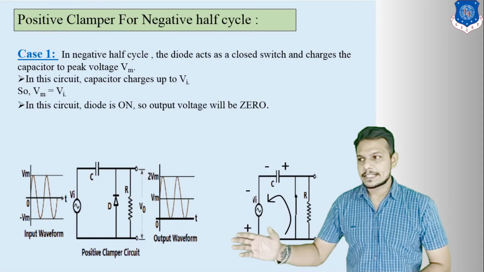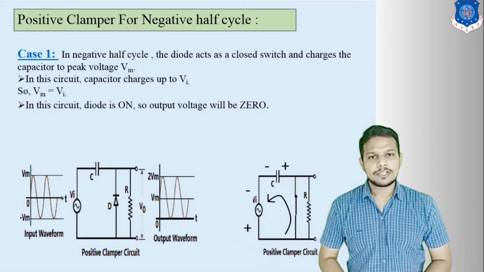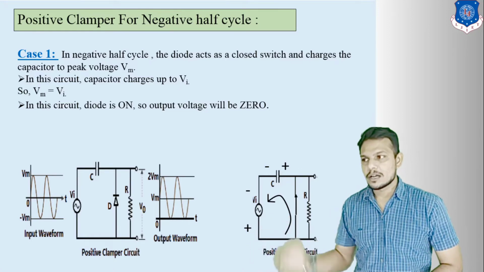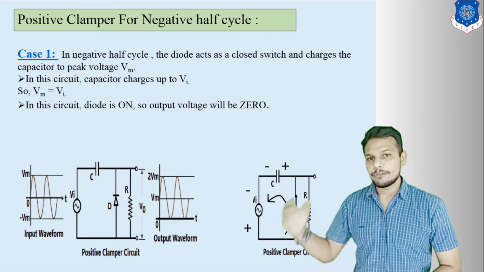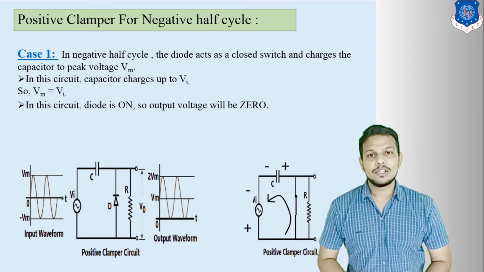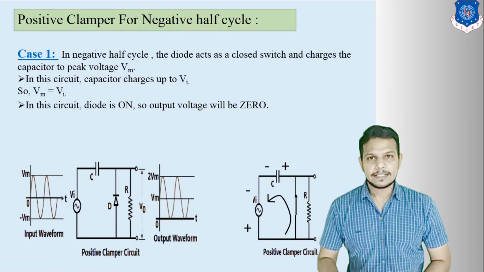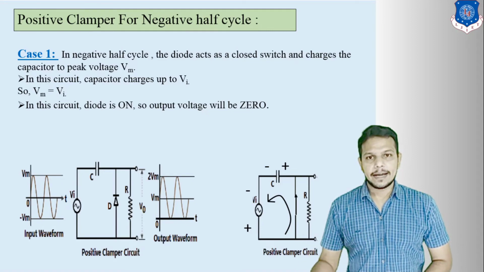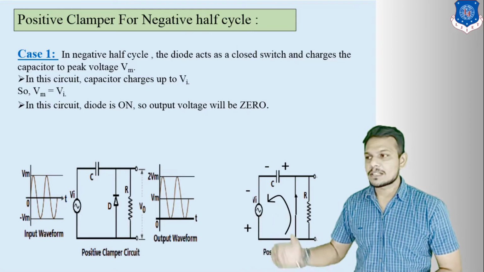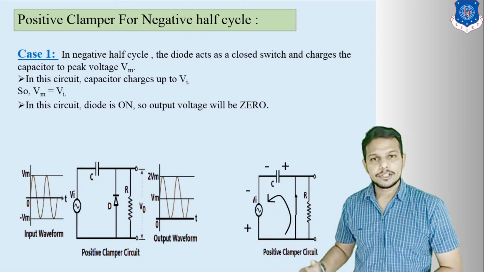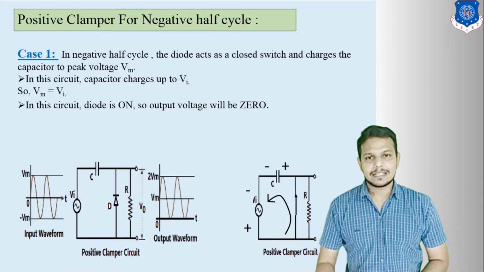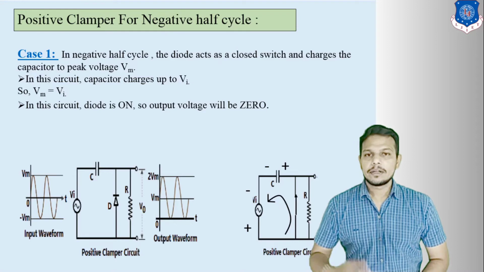Here we can see this is the circuit diagram of the positive clamper. In this circuit diagram, the diode's direction is upward, and we include the diode with a capacitor. So this is known as a clamper. In this circuit diagram, this is the positive clamper circuit. That means our final output voltage is shifted to the positive side. So let us discuss the cases.